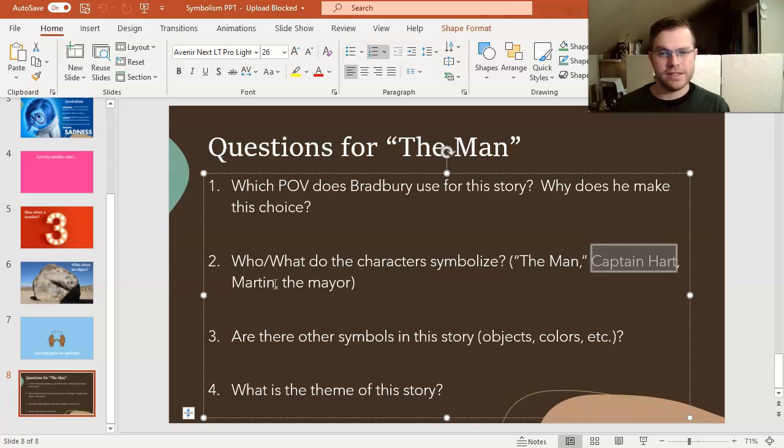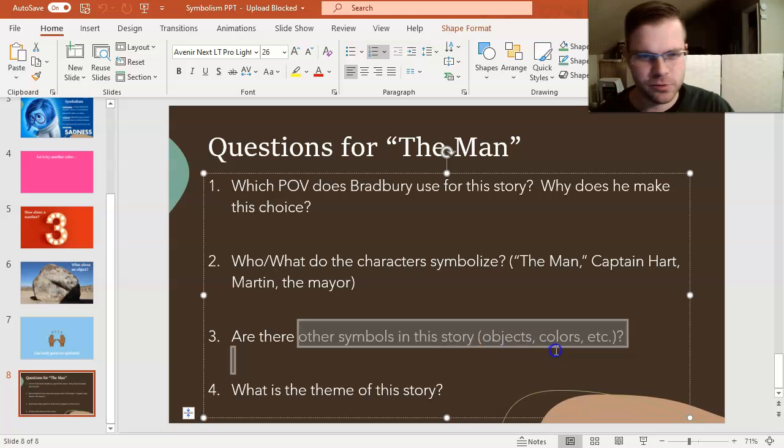So Martin is a symbol of new faith in Jesus Christ. The man is Christ. The mayor is faith in Christ. Captain Hart is unbelief. And Martin is coming to faith, or the process of coming to faith. Notice how symbolism works in those characters.